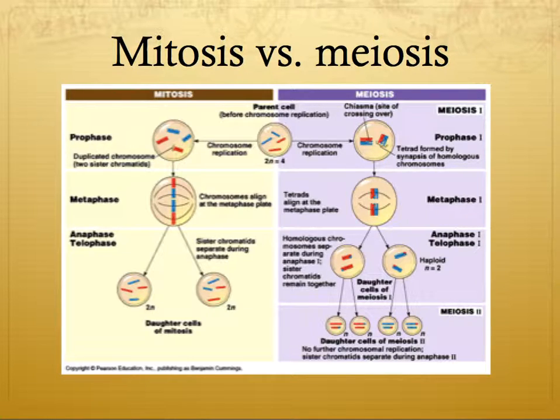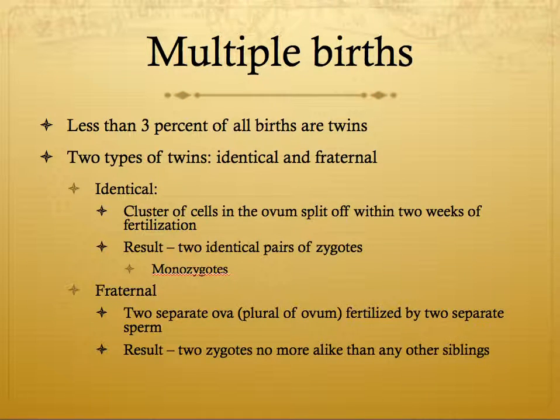So let's talk about a couple special circumstances. So multiple births. How do you get multiple births? Well, as you see on the slide, less than 3% of all births are twins, and we'll talk a little bit more about why the percentage is actually going up slightly over time. And there are 2 types of twins, identical and fraternal.